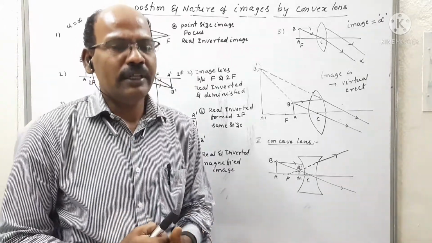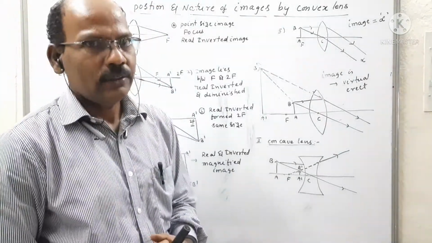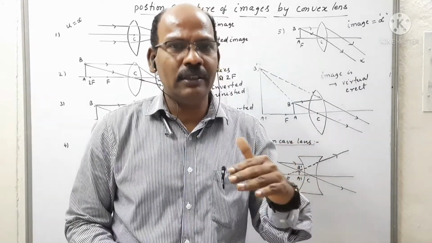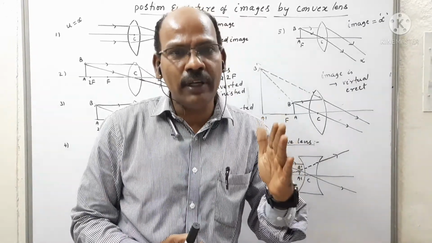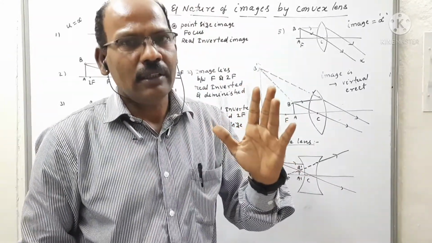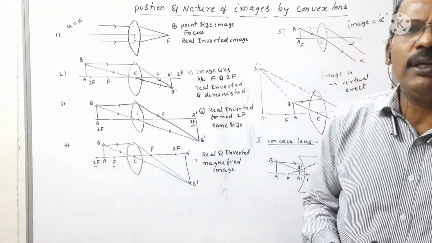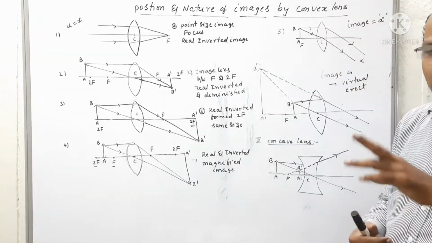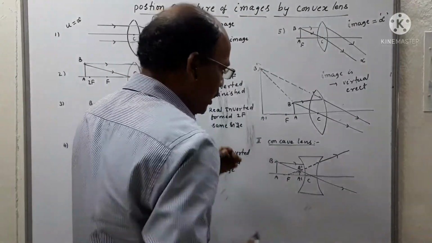What about the nature and position of the image formed by the concave lens? In the case of concave lens, whatever the position of the object kept on the principal axis, the concave lens always forms a virtual erect image. Whether the object is kept at any position, that means beyond 2f or beyond f or at f or between f and 2f, that is the only case we observe.